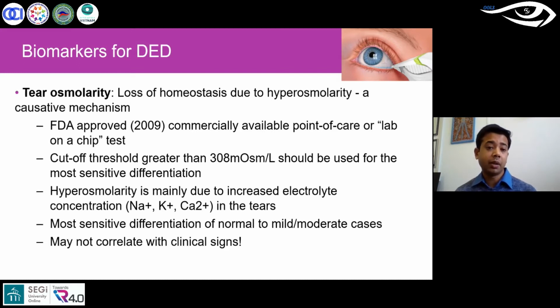That's why it does work very well. It's quite sensitive to mild and moderate cases. You can classify them, and that's quantitative because it does give numbers. It is a good quantitative assessment. However, as you know, dry eye disease is quite multifactorial and a lot of things overlap each other. It may not always correlate with clinical signs.